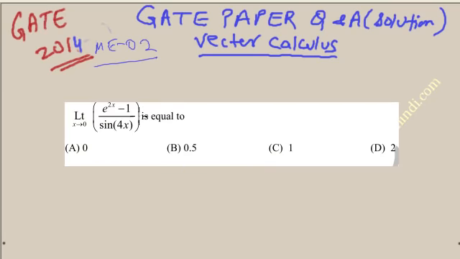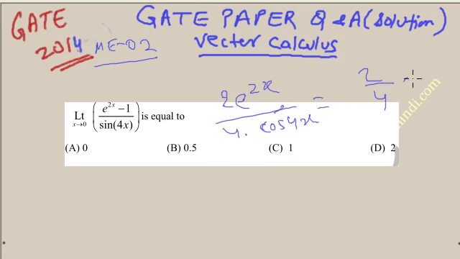Here to find the limit, you just differentiate the numerator and denominator using L'Hospital's rule. You will get twice e to the power 2x divided by 4 into cos 4x. If you put 0 here, 2 by 4, that means 0.5. So this is the correct answer.